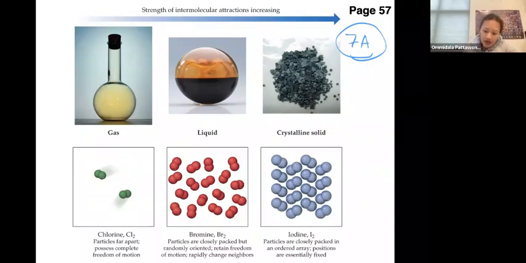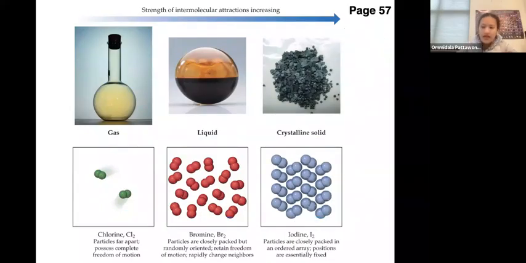However, in this case, they have different states of matter. So why is that? How come chlorine is a gas, bromine is a liquid, and iodine is a solid? The answer is that the strength of their IMF determines their state of matter, and we're going to take a look at why each of these has a different strength of IMF.